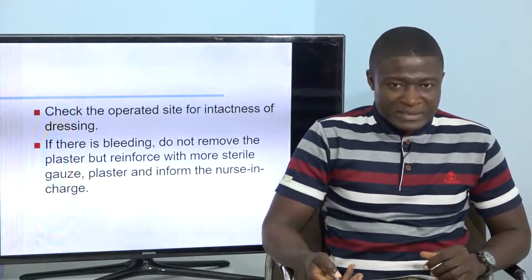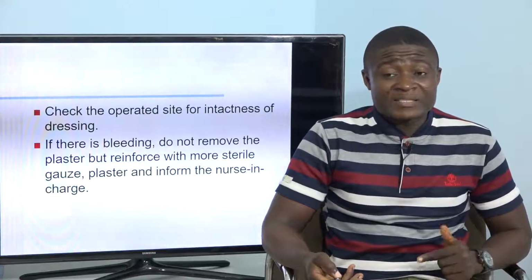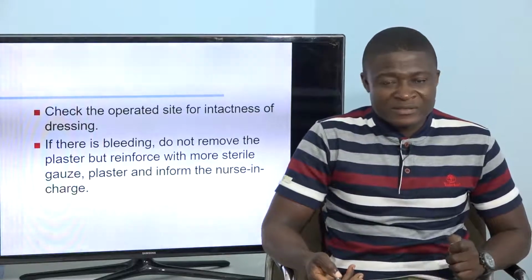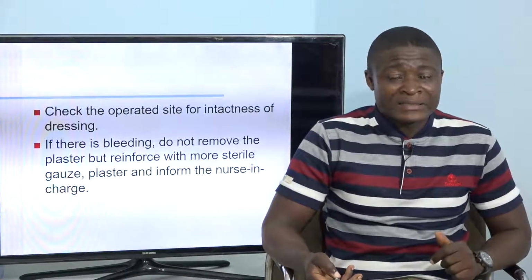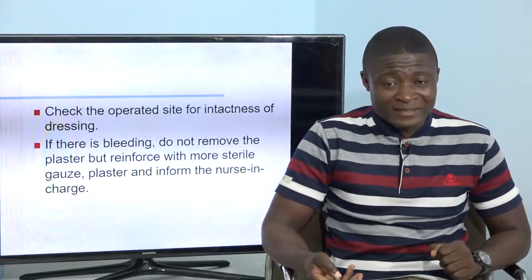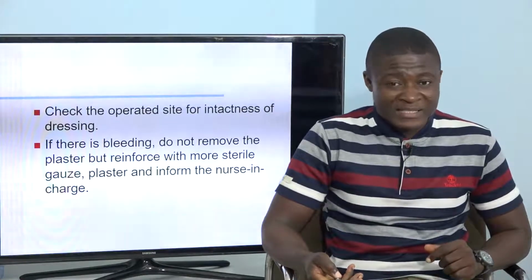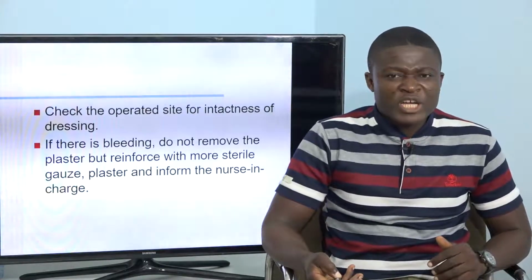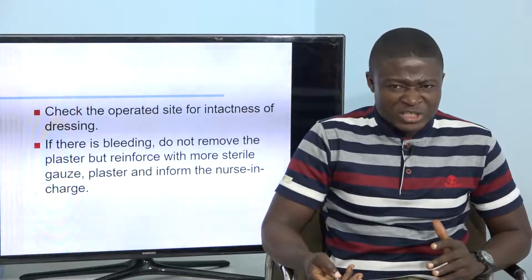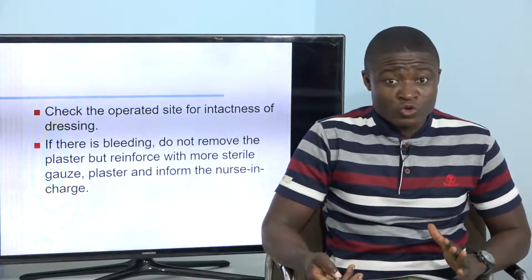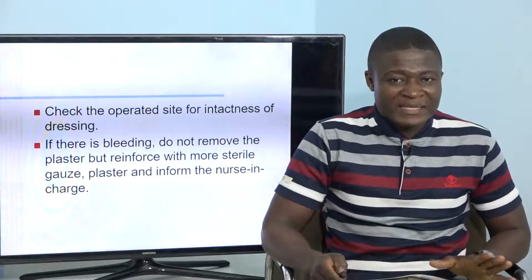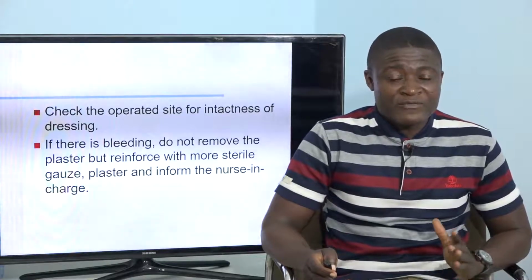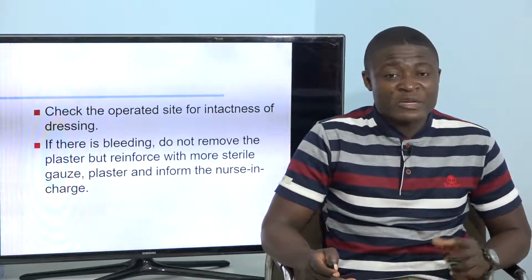You know, what happens is, it is possible that the client may still be bleeding from the site of operation. And at times, if some of the vessels are not well ligated, they could continue to bleed until they lose a lot of blood to the extent that they even become anemic and they could die. So what we're saying is, you need to make sure that you check the dressing to see whether it is dry or soaked with blood. If it is dry and intact, that is fine. But if it is soaked with blood, don't open immediately, but reinforce with more gauze and plaster, and then you inform the nurse in charge.